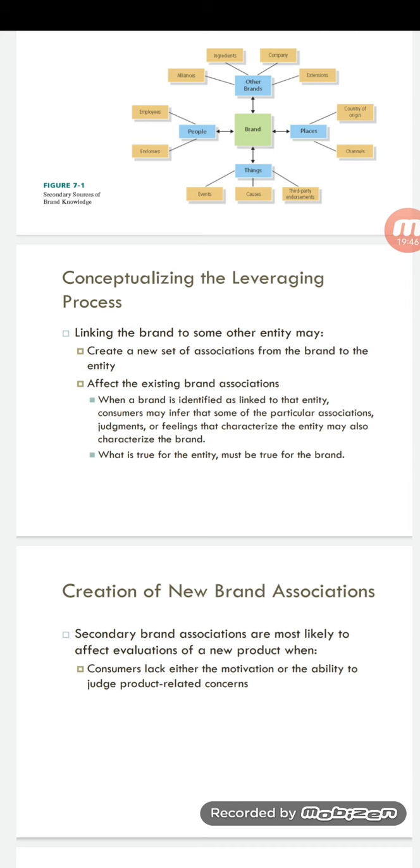Affecting the existing brand associations. When a brand is identified as linked to that entity, consumers may infer that some of the particular associations, judgments or feelings that characterize the entity may also characterize the brand. Okay. So, when we talk about Hrithik Roshan, what comes to your mind? Fitness, Greek god-like looks, and obviously very popular for the movies that he has done. So, HRX is one such brand that wants to use the trait of fitness being associated with it. So, these are the traits that can be transferred to the brand itself.